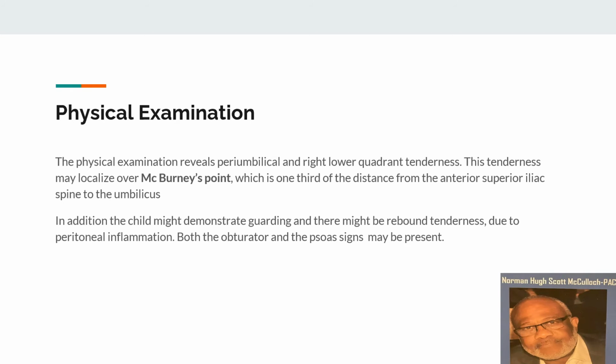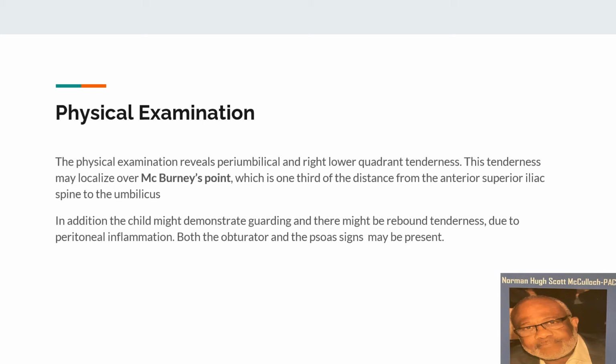The physical exam. The physical examination reveals periumbilical and right lower quadrant tenderness. This tenderness may localize over McBurney's point, which is 1/3 of the distance from the anterior superior iliac spine to the umbilicus. In addition, the child might demonstrate guarding and there might be rebound tenderness due to peritoneal inflammation.